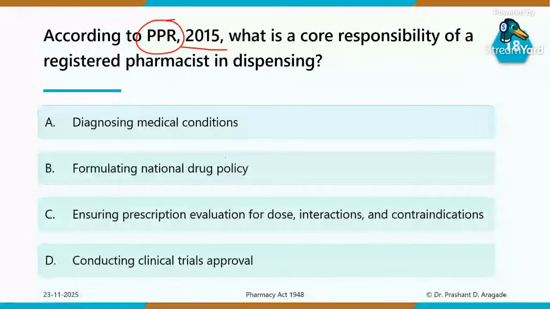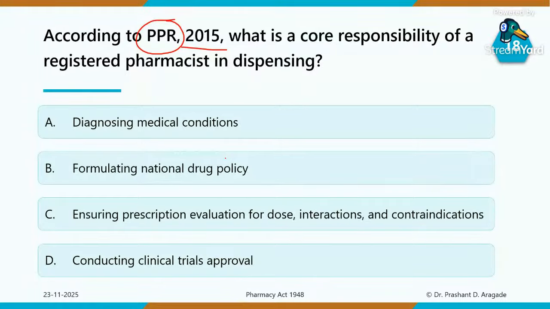Diagnosing the medical condition, it is not a role of pharmacist. It is the role of radiologist or the physician. Formulating the national drug policy, it is not the role of pharmacist. Conducting the clinical trials approval, no. The pharmacist is not authorized to conduct the clinical trials. Those who get the license from CDSCO, they are authorized to conduct the clinical trials.